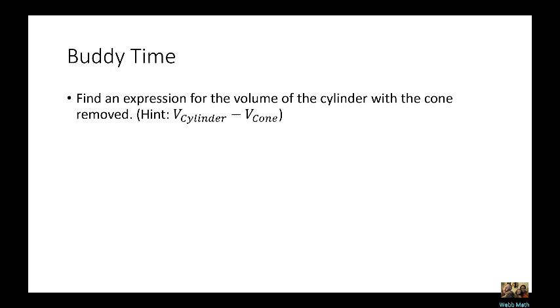All right, buddy time. I want you to find the expression for the volume of a cylinder with the cone removed. So take the volume equation for a cylinder, subtract the volume of the cone. And you're going to get some expression to represent that situation. So go ahead and try it. Combine like terms, and guess what? You've seen something pretty much like that. So again, look back at your notes, and it'll give you a good idea of where you're going.